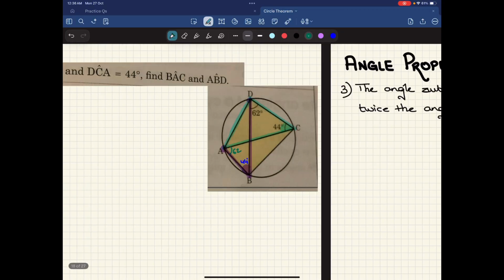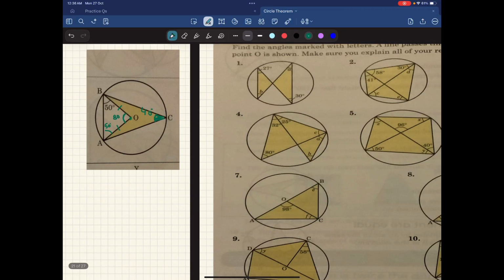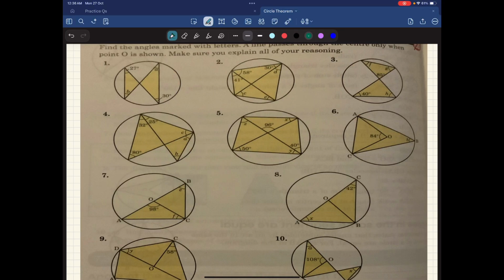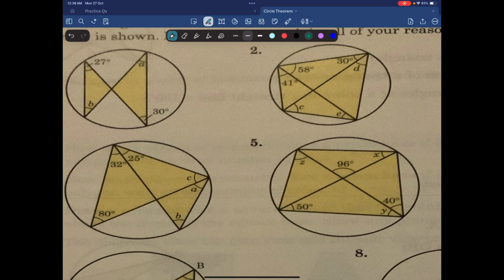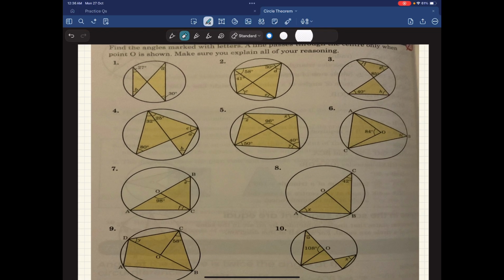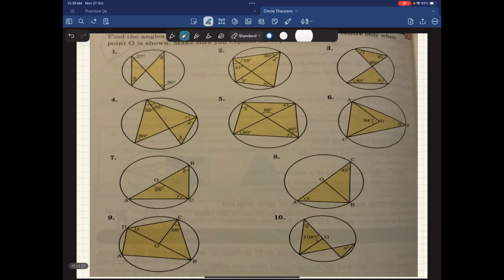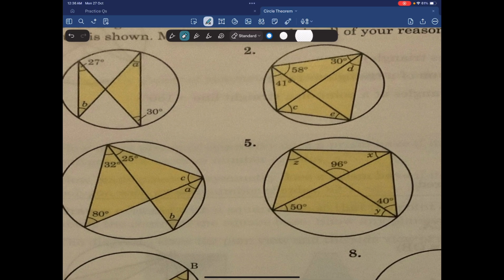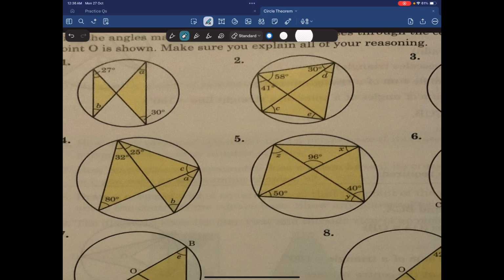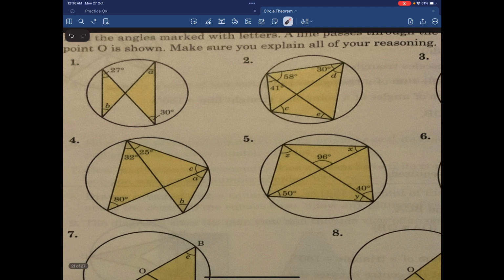Let's discuss some questions where we can apply these angle properties. I'm going to go over them very quickly. You can pause, you can take a screenshot, try and solve for all the unknown angles, and then you can match your answers with mine.